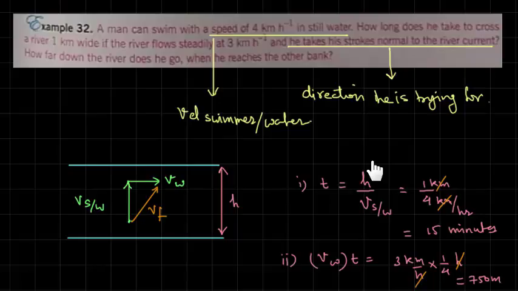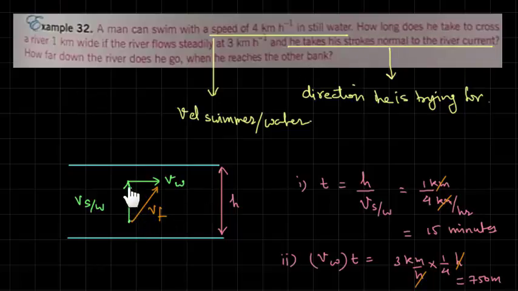So in this diagram you can see this is the velocity of swimmer with respect to the water, because he is aiming to go in this direction, he is putting his strokes in this direction, but the velocity of water is being added into his swimming speed, and this is your final velocity Vf. So the question here is how far down the river does he go when he reaches the other bank, and the first part is how long does it take to cross the river.